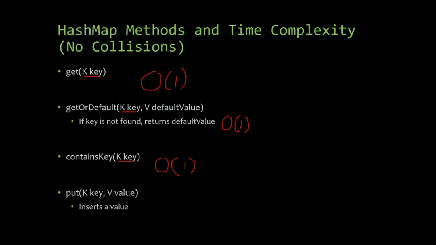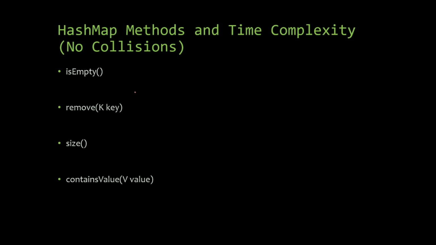What about put? Well, put just inserts a value, and same thing with the previous methods. It converts the key to a hash code and uses that hash code as an index of a list and assigns a value to that hash code or index. So that would just be constant time. For the isEmpty method, it's a little bit tricky, but the time complexity is constant.